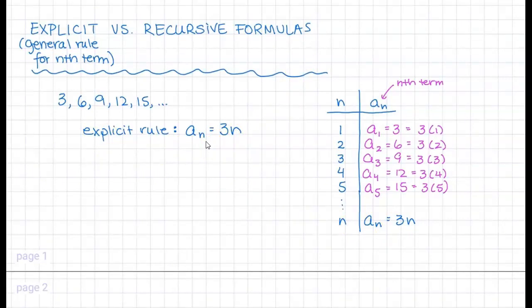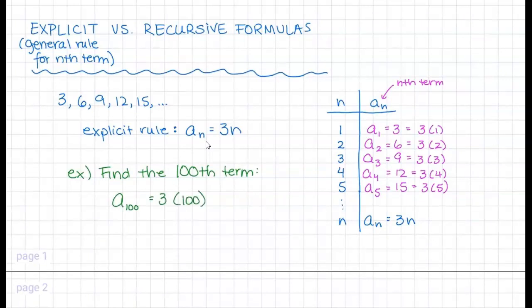Now that we have the explicit rule, we could, for instance, find the 100th term. And it'd be really easy. The 100th term is when you let n equal 100. So in this case, it's 3 times 100. So the 100th term is 300. Now this was a really easy example, but if the formula was a little more complicated, this gives you a nice easy way to find a specific term. That's an explicit formula. Now let's look at what a recursive formula looks like.